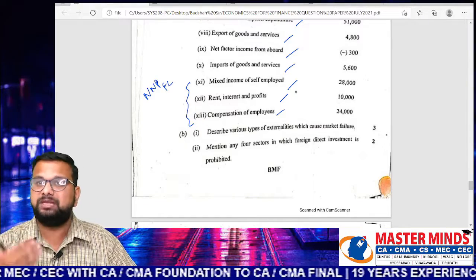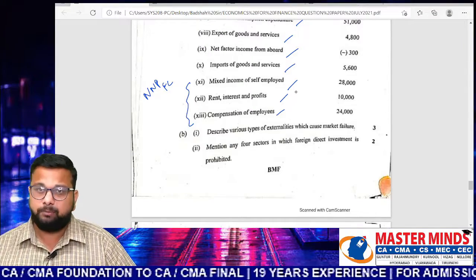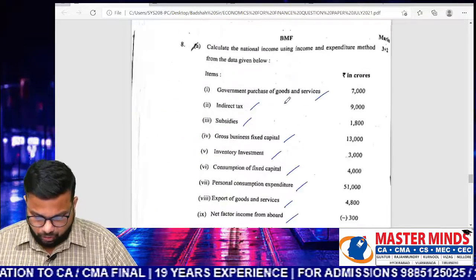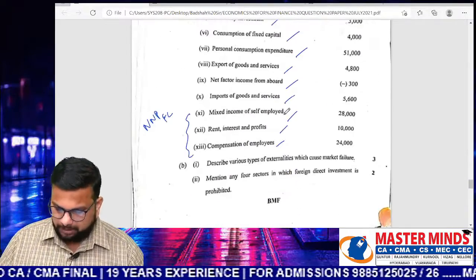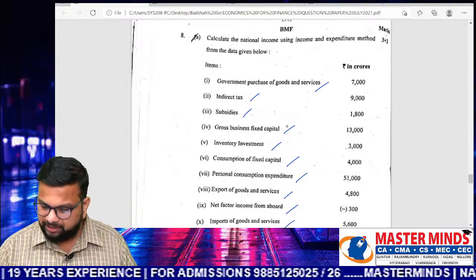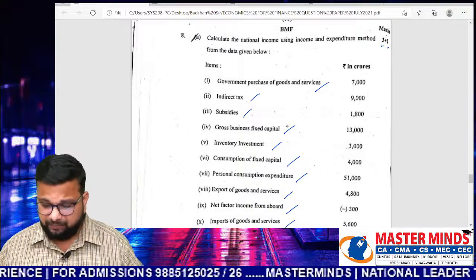If you are thorough with the income method formula as well as the expenditure method formula, then we simply have to write down the formula and solve this problem. By doing so, we can easily score. How many marks, Nana? 5 marks. For the income method they may give 3 marks, and for the expenditure method 2 marks. Like that, we can distribute it, Nana.